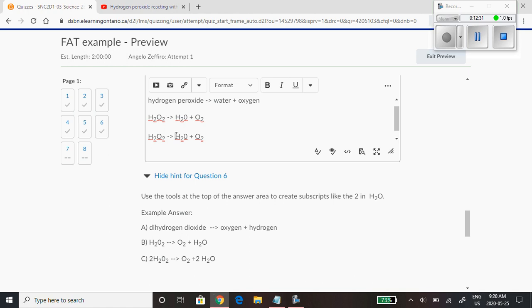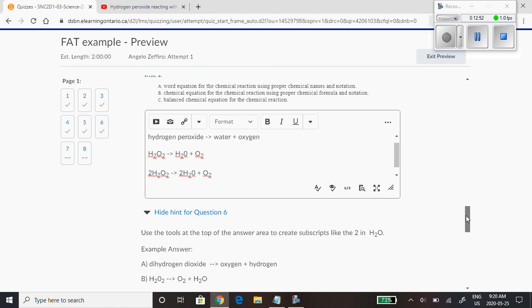Well, I told you a long time ago, one of the tricks is make it even. So now I'm going to make it even. 2 times 2 is 2 oxygen, and then 2 more oxygen here gives me 4, which means I have to put a 2 out in front there. So 2 H2O2 yields 2 water plus oxygen, and that is balanced. So if you take a look here, I've answered A, B, and C for this question. Now, I wrote the word equation, I wrote a chemical equation, and then I balanced it. All right.